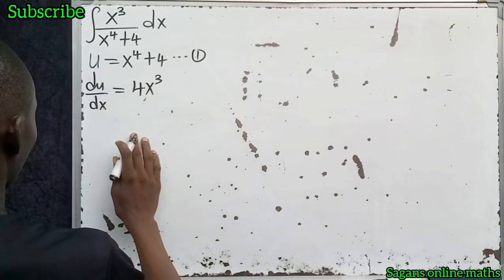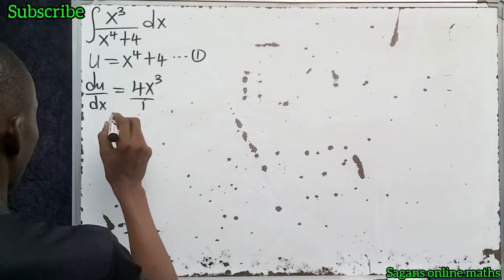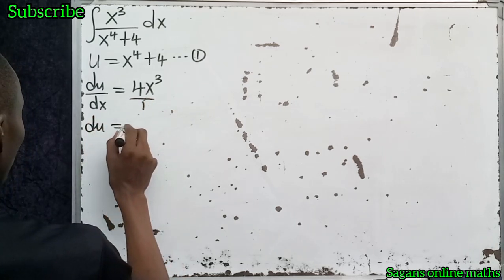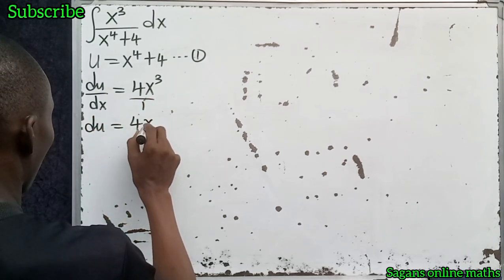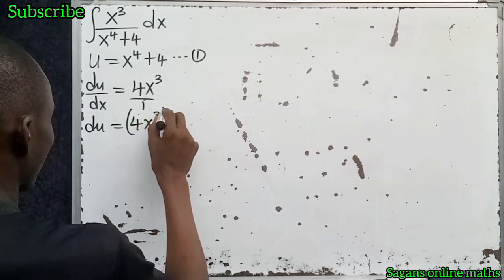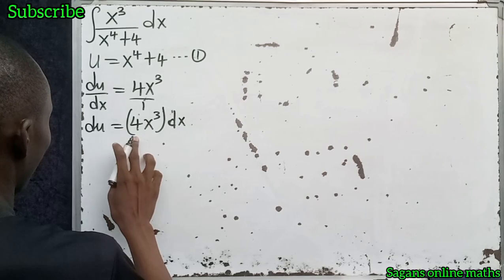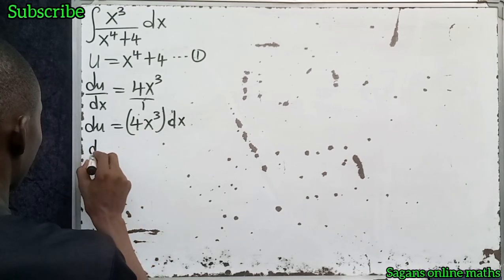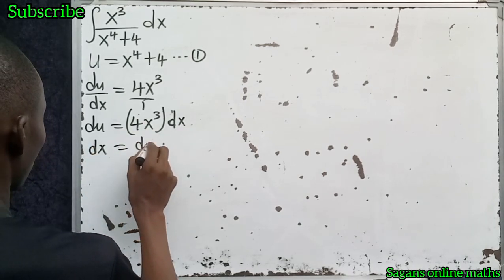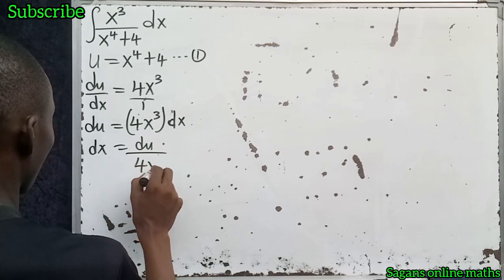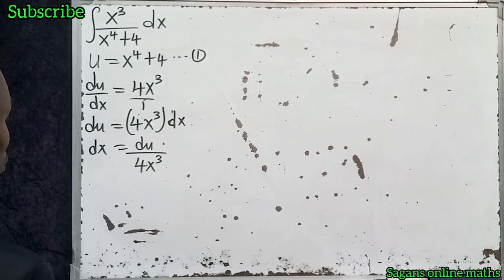Now, let me work on equation 2. Let's make dx the subject of the formula. The denominator here is dx, so du equals 4x to the power of 3 multiplied by dx, because we are cross multiplying. If I divide both sides by 4x to the power of 3, I get dx equals du divided by 4x to the power of 3. Wow, this is amazing, right?